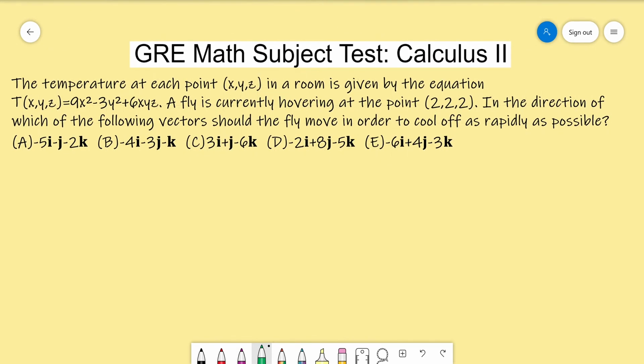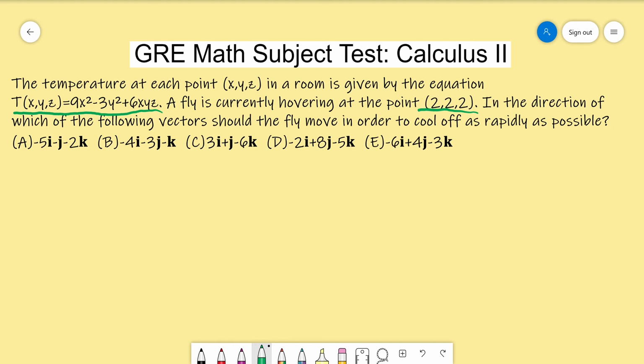In this question we're told that the temperature of a room is given by this equation. A fly is at the point (2, 2, 2) and wants to move in the direction where he can cool off as rapidly as possible. In other words, where T is going to decrease as quickly as possible. So what's the direction? We need a vector pointing him in that direction.